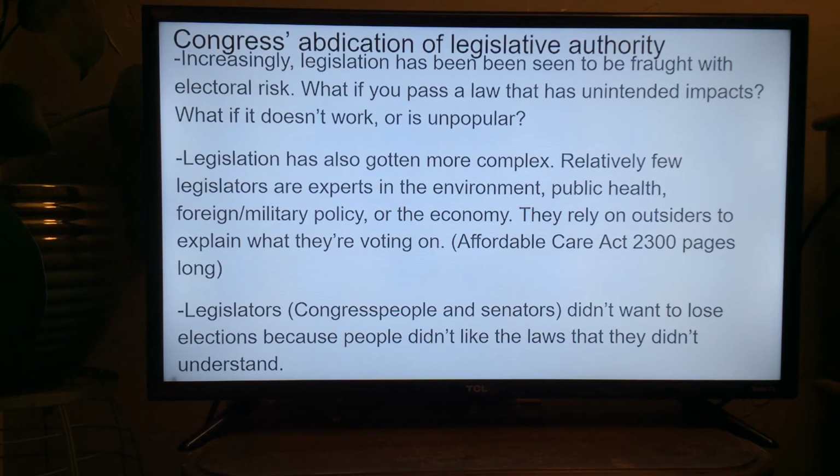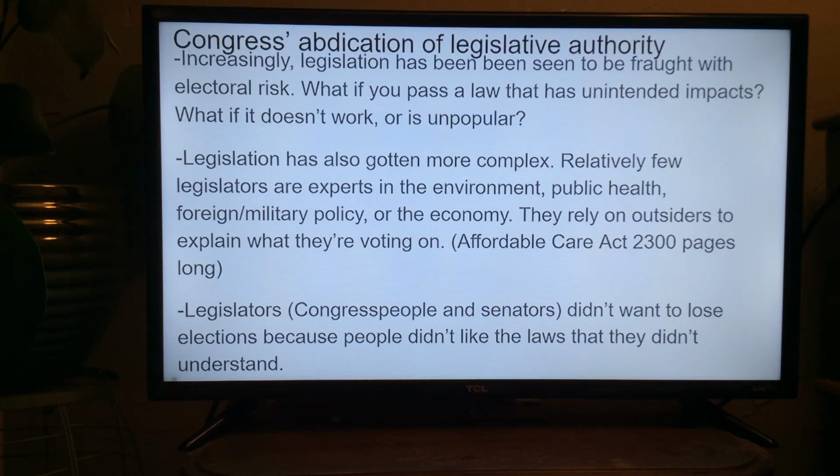And Congress has had a hard time making tough decisions also because legislation has gotten more complex. As the world has gotten more complex, the government has had to get more complex to deal with it. Situations like the environment, military and foreign policy, the economy, these are complex issues that really are only understood by people who've spent their lives studying these issues. And you might think that those people were the people in Congress, but they're not.